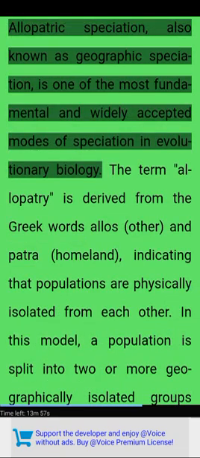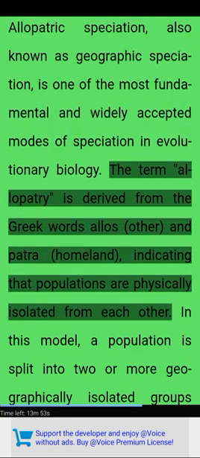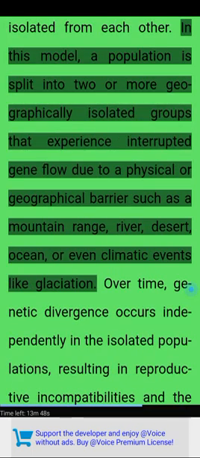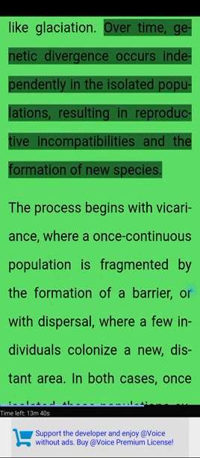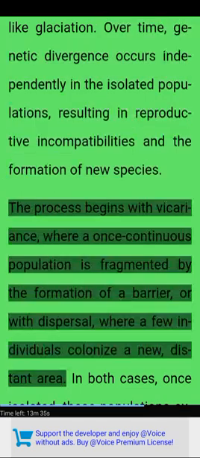Allopatric speciation, also known as geographic speciation, is one of the most fundamental and widely accepted modes of speciation in evolutionary biology. The term allopatry is derived from the Greek words allos, other, and patra, homeland, indicating that populations are physically isolated from each other. In this model, a population is split into two or more geographically isolated groups that experience interrupted gene flow due to a physical or geographical barrier such as a mountain range, river, desert, ocean, or even climatic events like glaciation. Over time, genetic divergence occurs independently in isolated populations, resulting in reproductive incompatibilities and the formation of new species.